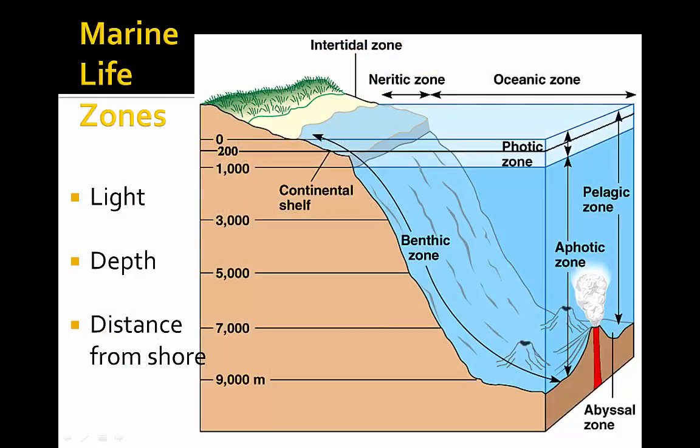The distribution of marine life is controlled in part by the physical oceanographic factors shown here on the slide. In this case, your textbook does a good job of creating a table to simplify comparing terms. So I'll just remind you that there are three parameters to use to separate marine life zones: amount of light, depth from the surface, and distance from shore.